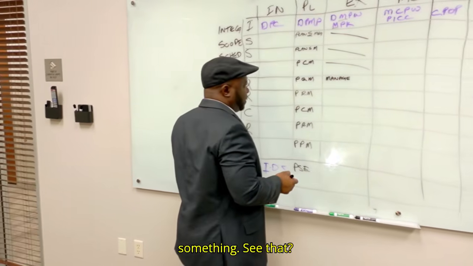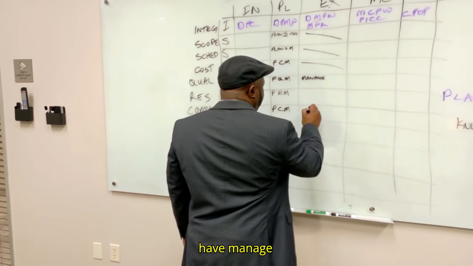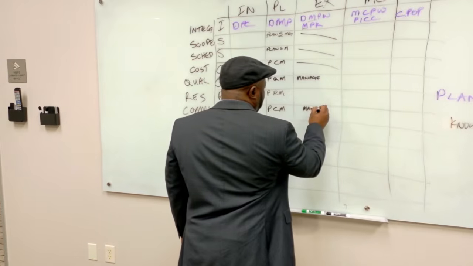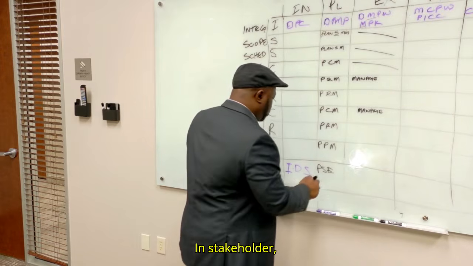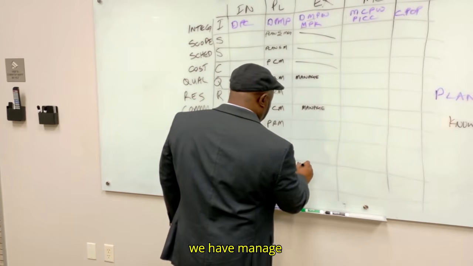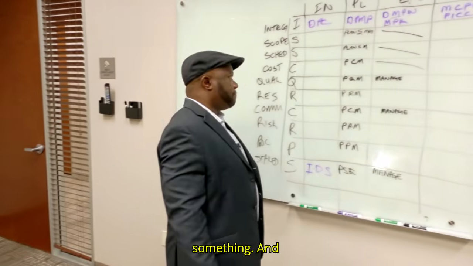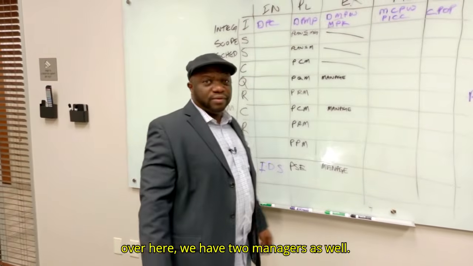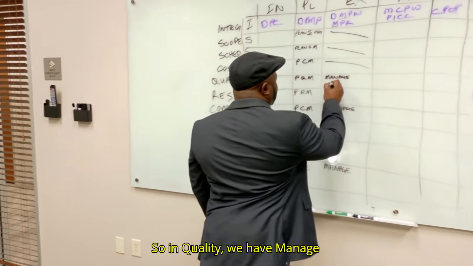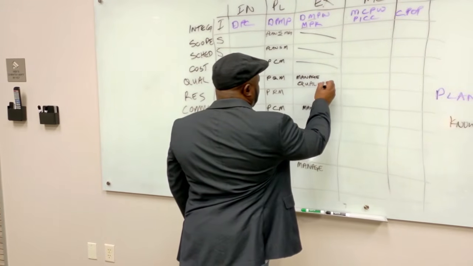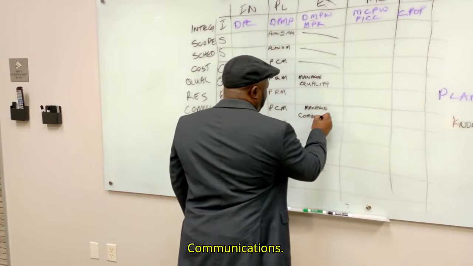something. See that? In communications, we have manage something. See? In stakeholder, we have manage something. And over here, we have two managers as well. Is it coming together now? So in quality, we have manage quality. Communications, we have manage communications.